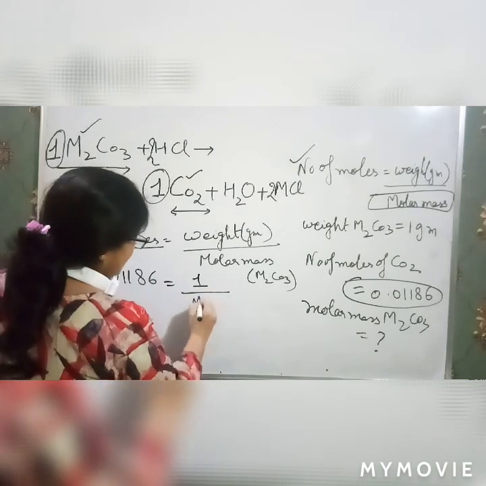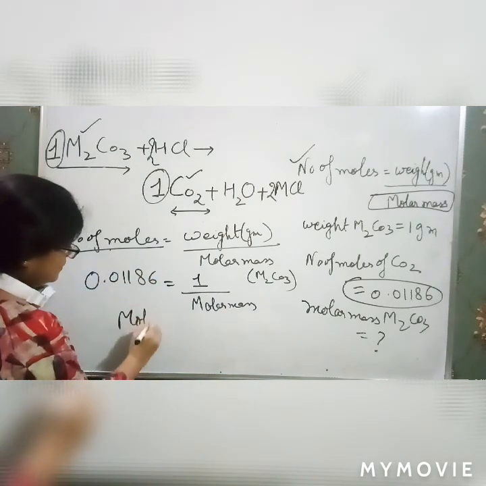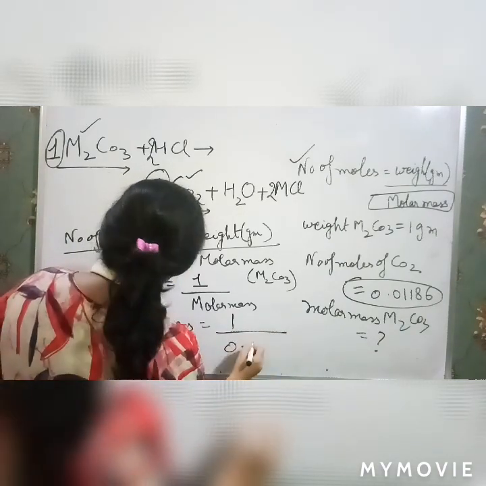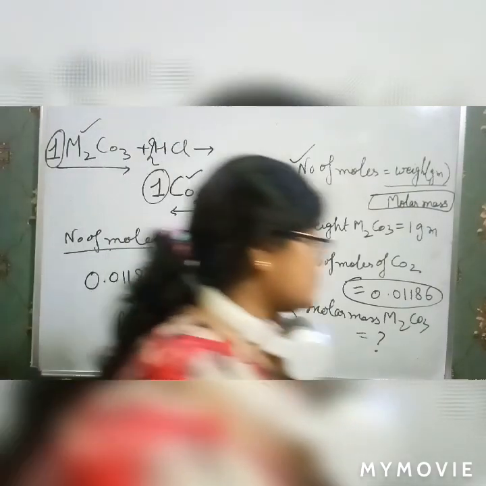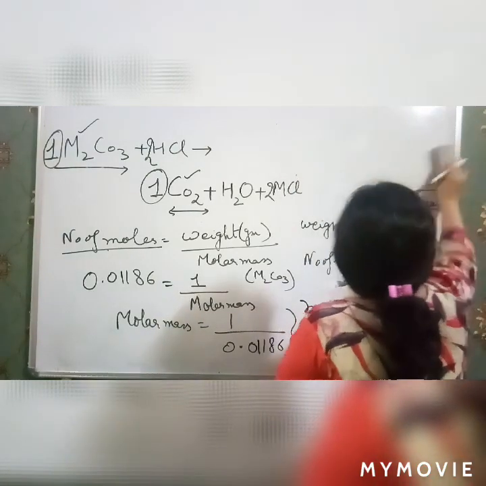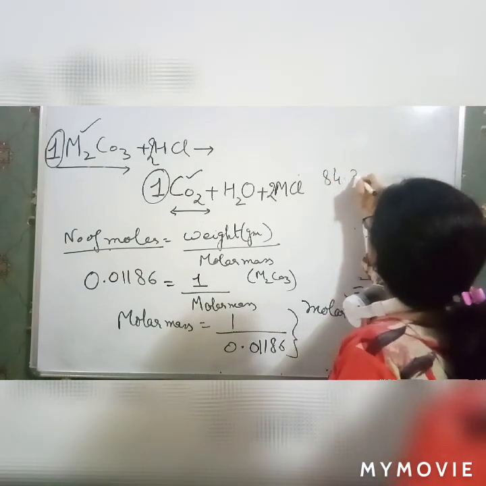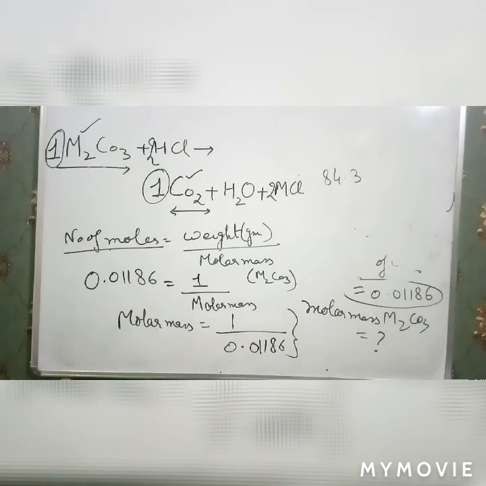So molar mass of M2CO3, we just write it over. So we can find the molar mass of M2CO3 just by dividing 1 by 0.01186. And I think you can get this answer very easily. So just calculate it and you will get the molar mass approximately 84.3. Okay, you will get the answer 84.3 and you can solve it. Now the next question.